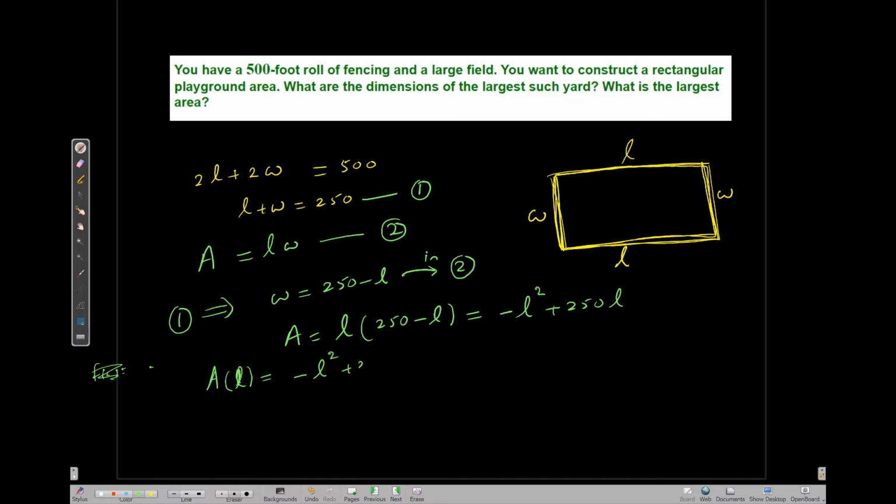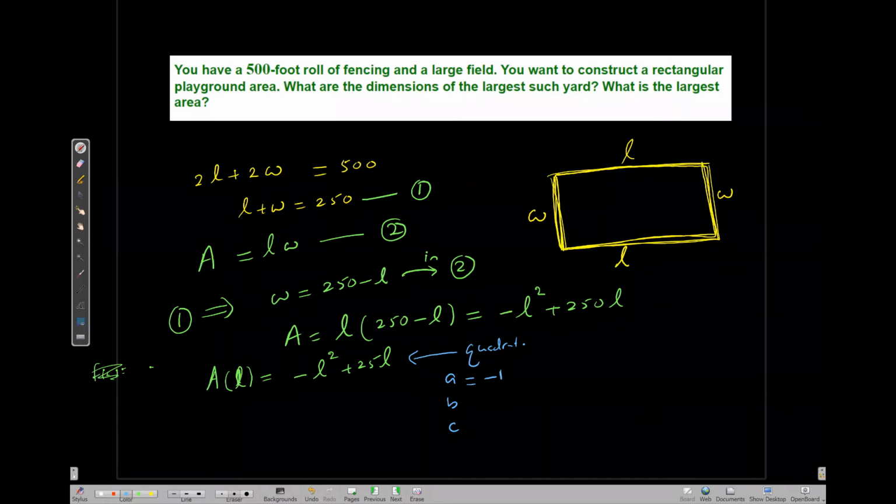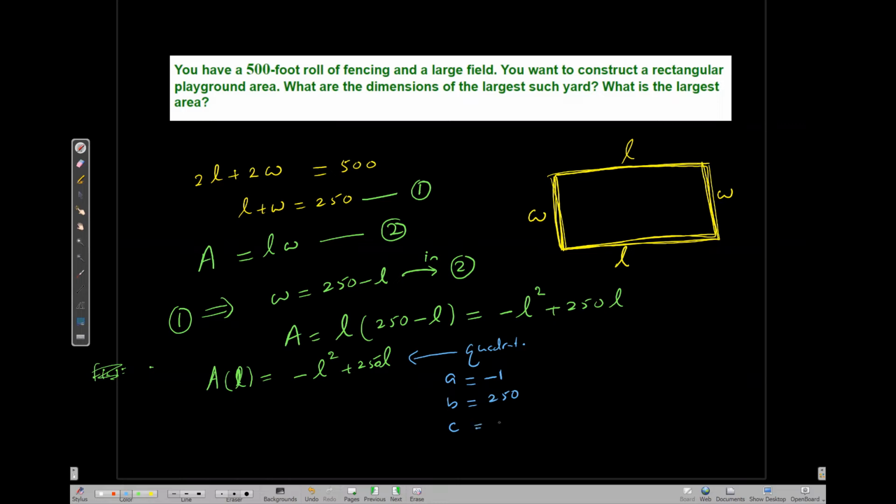A equals negative L squared plus 250 L. Now this is a quadratic function. That's the thing to know. In general form, what are a, b, and c? a equals -1 because of negative L squared. b equals 250 and c equals 0.